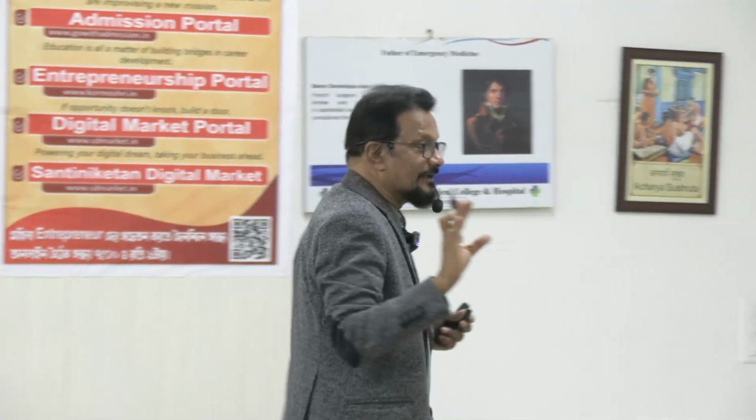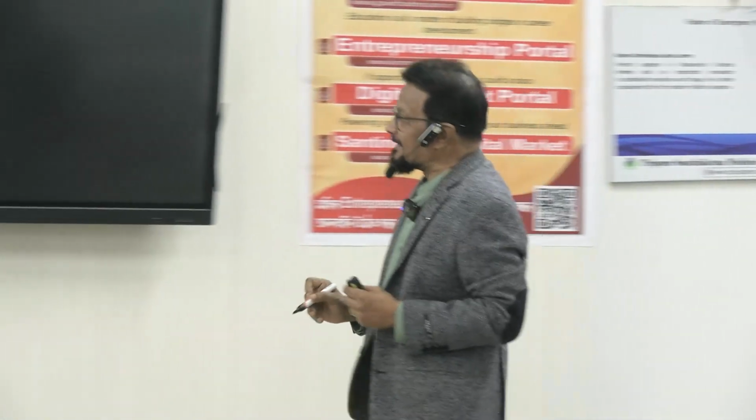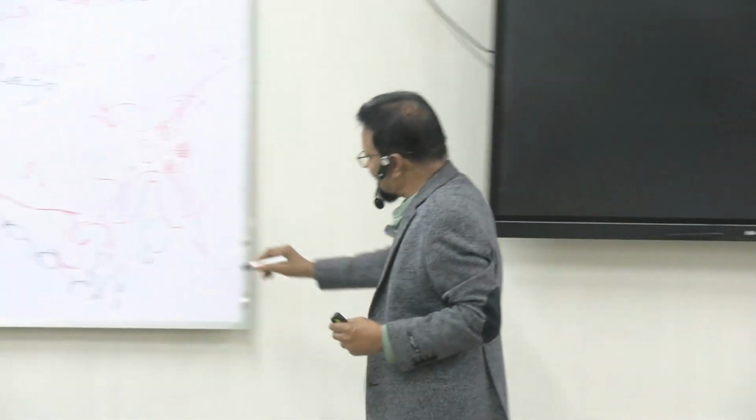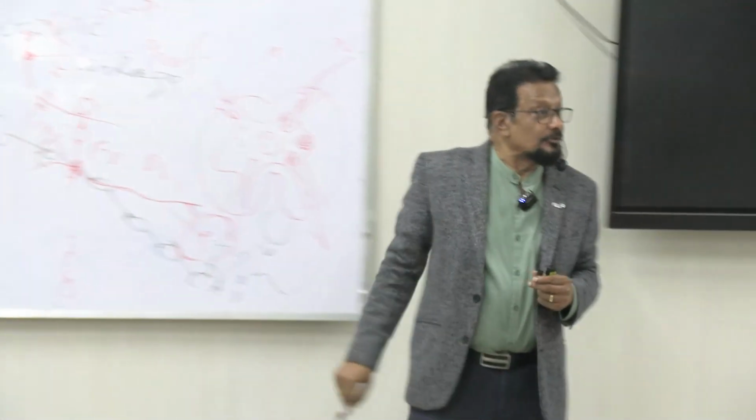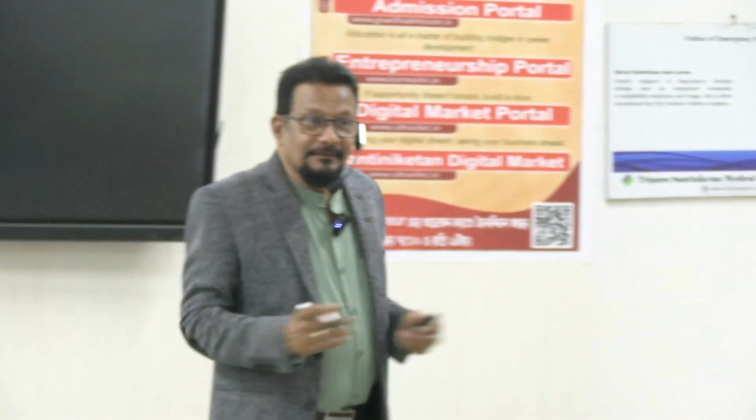Now we'll see another enzyme, the debranching enzyme. This debranching enzyme will break this. As a result, we will get amylose. Now this amylose will be broken by the amylase enzyme.